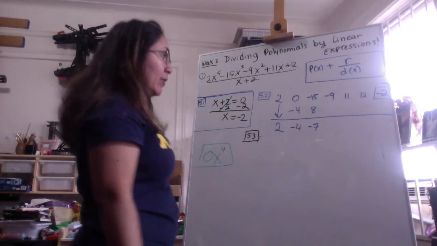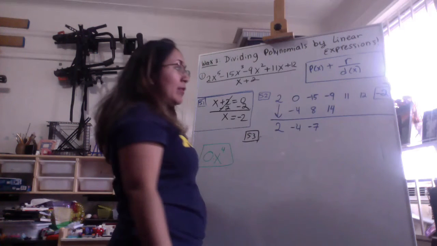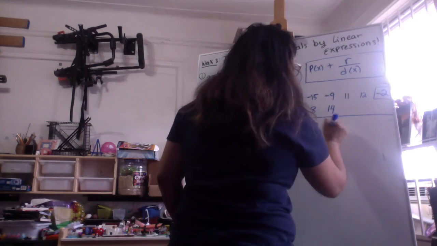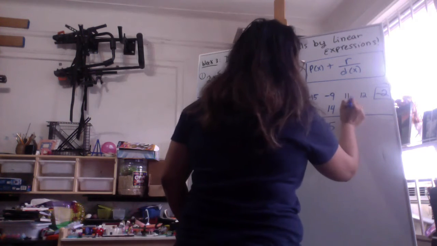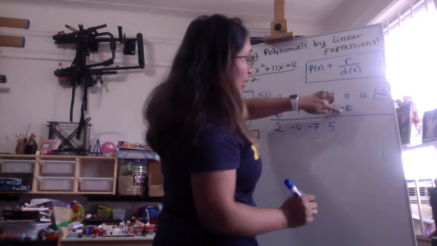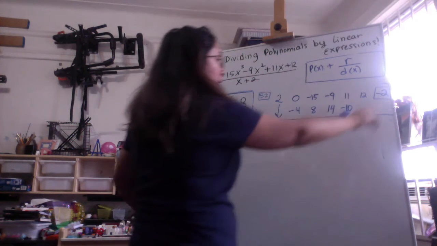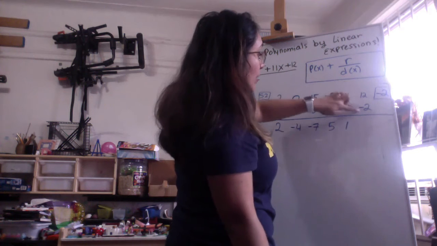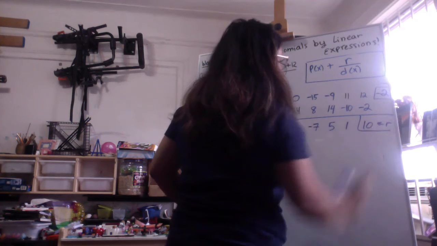-7 times -2 is +14. And -9 plus 14 is going to give me 5. 5 times -2 is -10. 11 plus -10 is 1. 1 times -2 is -2. 12 plus -2 is 10. That last number is always my remainder, my R.